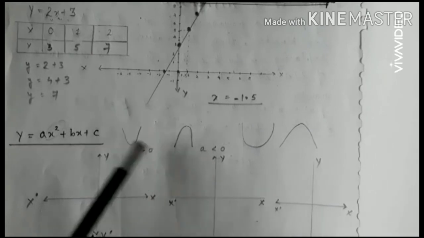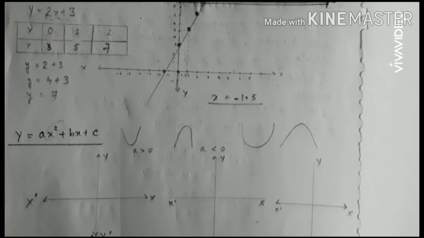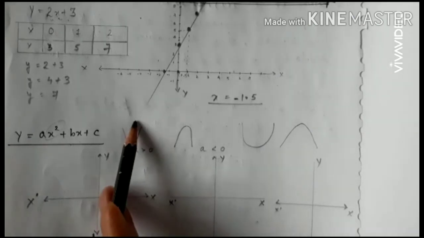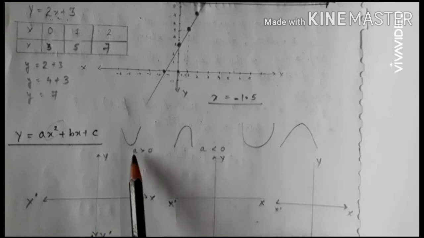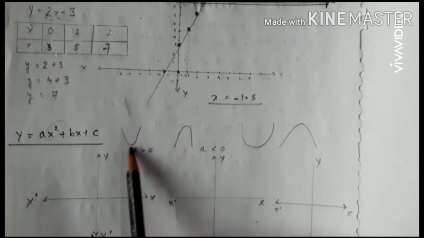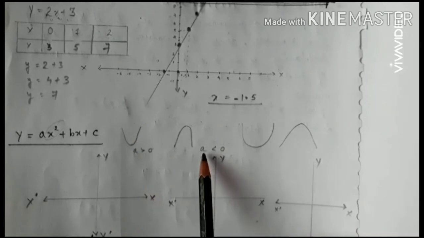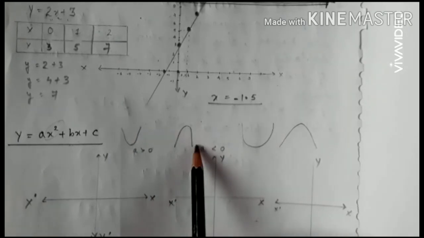These shapes are known as a parabola. Either it can open upward, or it can open downward. It depends on the value of a. If the value of a is greater than 0, it will open upwards. If the value of a is less than 0, it will open downward.